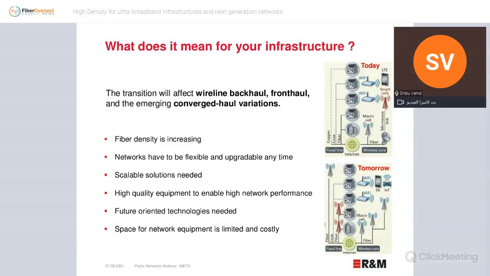Now, what does it mean for the fiber optic infrastructure? The fiber density is increasing. We have to deploy a lot of fibers in the access network, and the network has to be flexible and upgradable anytime. And the scalability of the solutions is the main requirement, because as and when you upgrade your fibers, you quickly have to adapt the network connectivity by adding more and more components. So the products that are being deployed should exhibit the property of scalability and modularity.